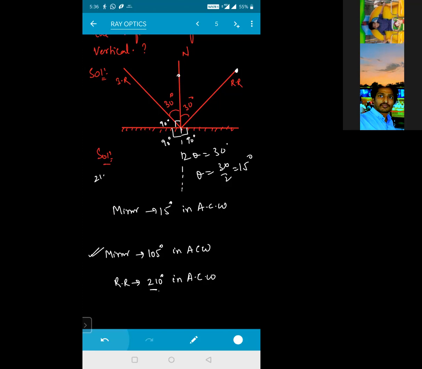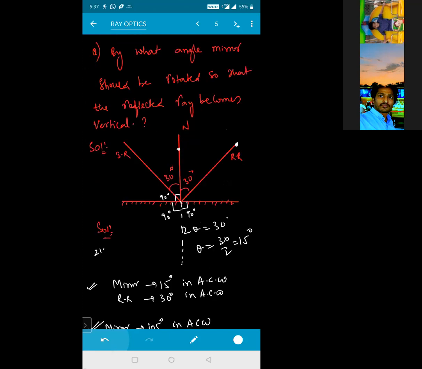So sir, if your mirror is rotated by 15 degrees, then the reflected ray will be rotated by how much? 30 degrees. In which direction? In the anti-clockwise direction. This is also possible and this is also possible. Is it clear? Yes sir. So I hope you got a rough idea how to do the problems related to the deviations as well as your similar triangle concept. That is nothing but your field of view. Yes sir, got it sir.